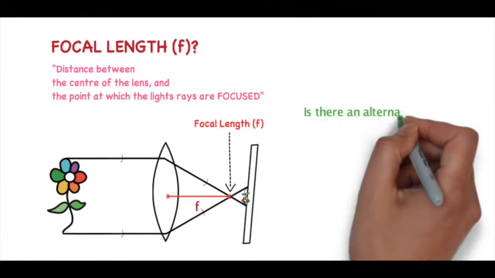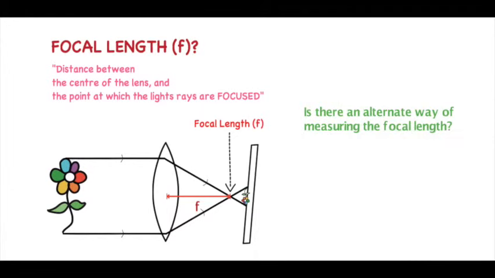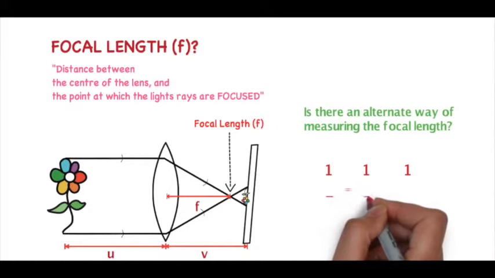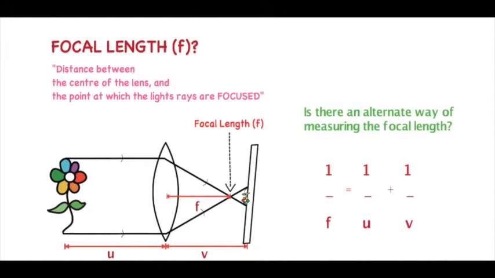Now, is there an easier way to measure the focal length? For this, we need to understand two more variables. First, we need to get the distance between the object and the lens. Let us call this distance U. Second, we want to know the distance between the lens and the image. Let us call this distance V. It is seen that F, U and V are related to each other by the equation 1/F = 1/U + 1/V.